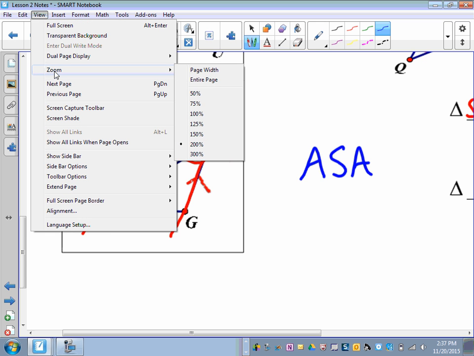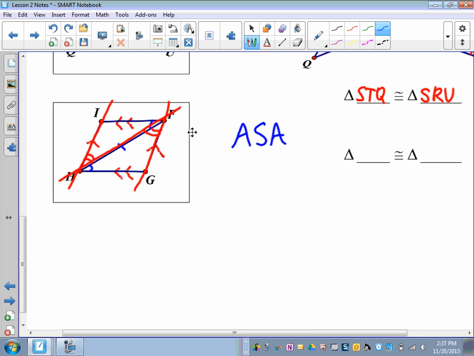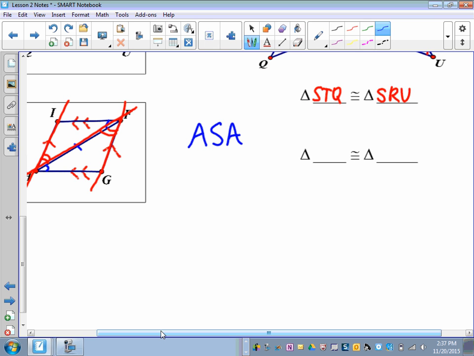And let's zoom out some so we can see what's happening. What triangles do I have here? Alright, we'll go with HIF. F, G, H. Good. Again, make sure your sides match up. GH should correspond with IF. GH, IF. Alright, let's go to number 2.